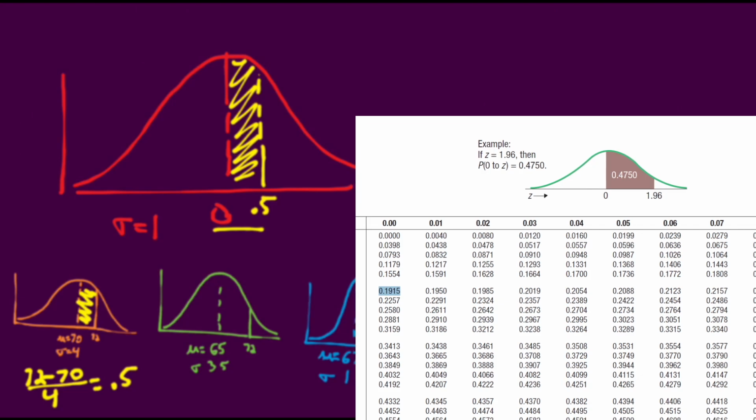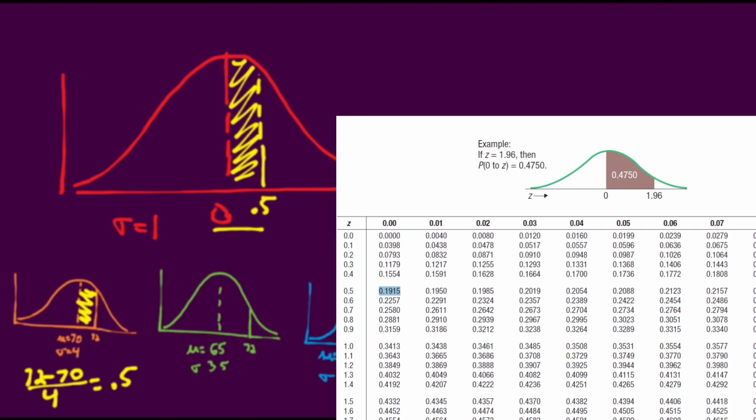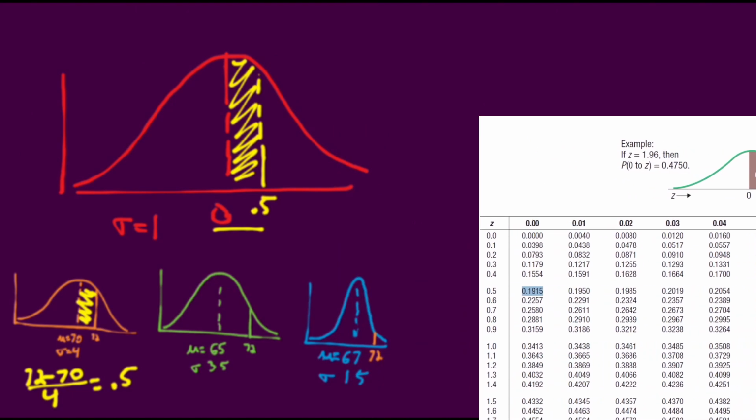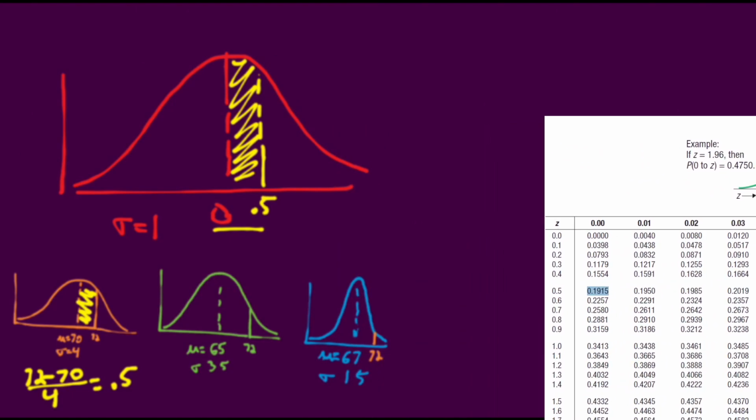Here's the 0.5. So we read the table, we find 0.5, and it was 0.50, so it's this value here. That tells us, if we go back, that this area I have shaded in yellow here is 0.1915, or 19.15%. So there's a 19% chance that a male is between 70 and 72 inches.